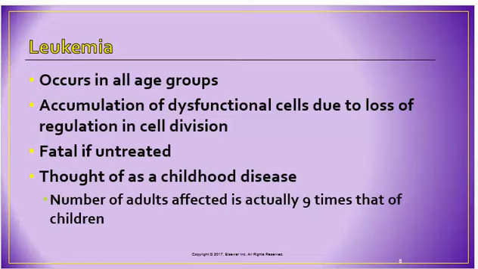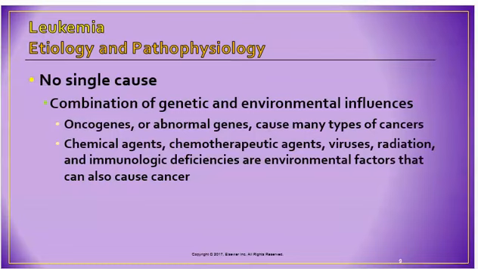Now, we thought of it always as a childhood disease, but in actuality, the number of adults affected is actually 9 times that of children. Why? Think about it. Exposure to carcinogens, polypharmacy, comorbidities, and yes, even the aging process. There is no single cause. We look at genetics. Can it run in families? Yeah, it can. Okay. Chemical agents for sure. Viruses. Radiation. You don't have to work in a radiation plant to be exposed to radiation. And immunological deficiencies. So what are those? Autoimmune diseases. They can also cause cancer.